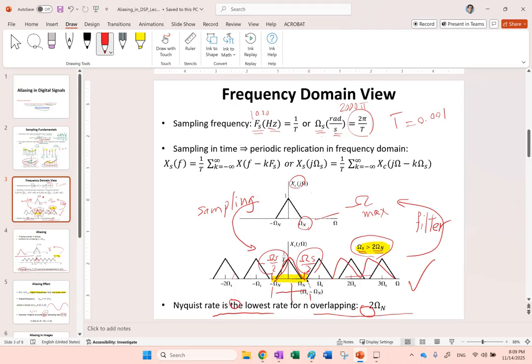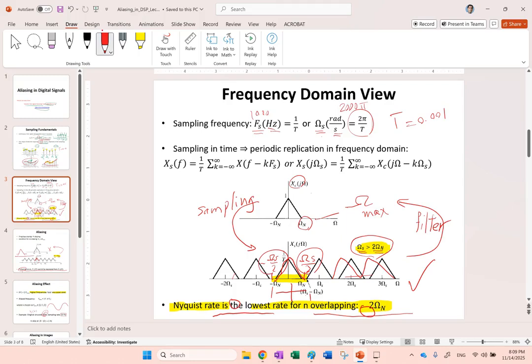But anything less than that, you get the overlap. By the way, this minimum sample rate that you can sample a signal without aliasing and without overlapping has a name, and it's called the Nyquist rate. Okay, so the Nyquist rate is 2 times what? Omega maximum in the signal.